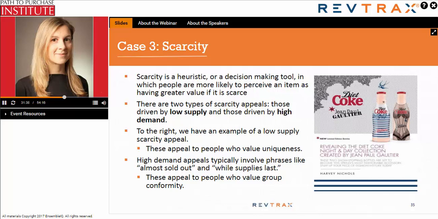On the other hand, the high demand appeals typically involve phrases like almost sold out and while supplies last. And these types of appeals typically appeal to people who value group conformity. So really a person's thinking, it's almost sold out. It must be a good thing. It must be a good product. I'm going to buy it.